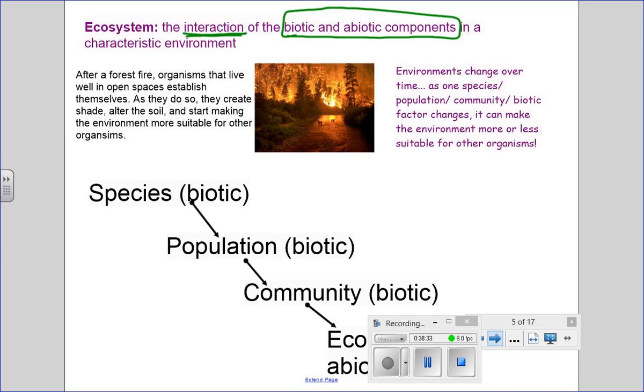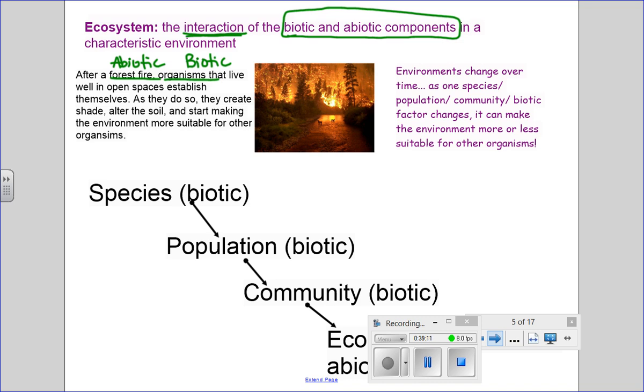So I was glad that someone mentioned a fire as one of their examples, because it's my example here. In my example, there is a forest fire. A forest fire, we'll just say, is abiotic, because it doesn't necessarily have to be a human that started it. So after this abiotic thing happens, organisms that live well in open spaces establish themselves. That is a biotic thing.